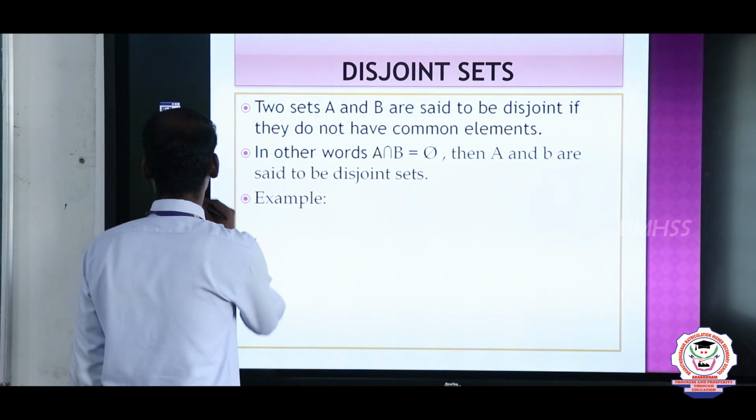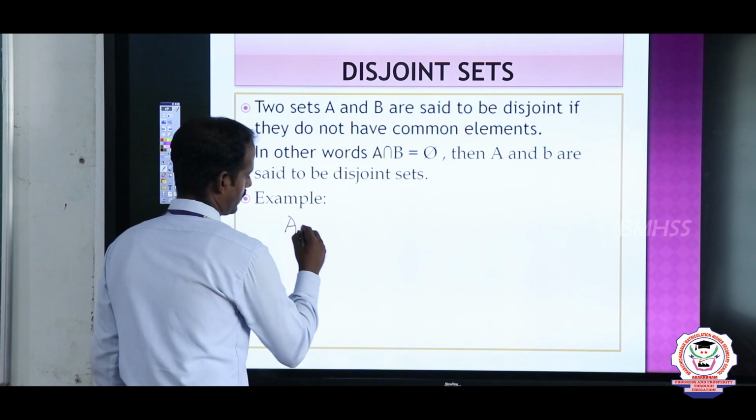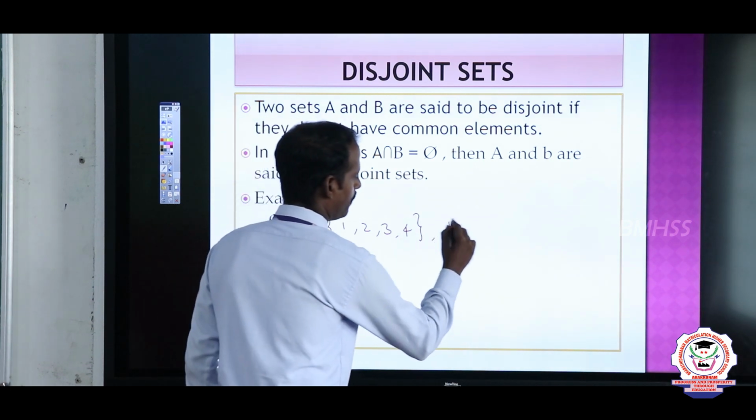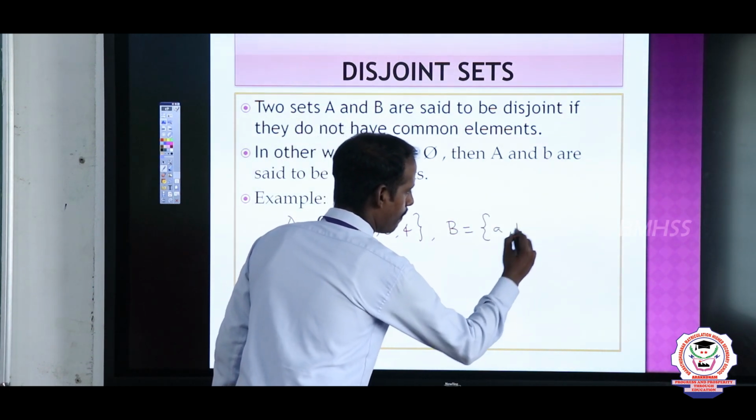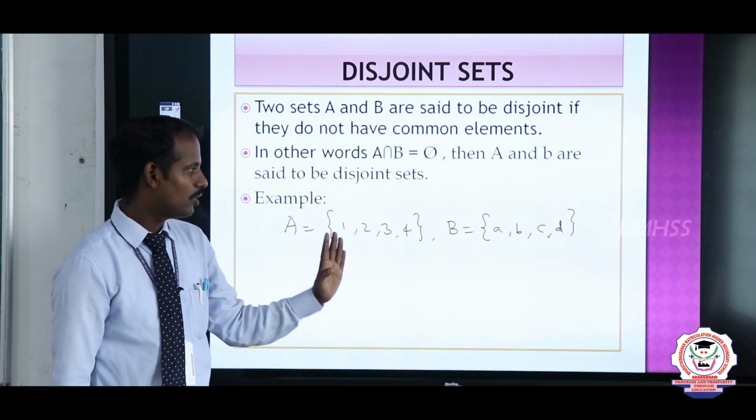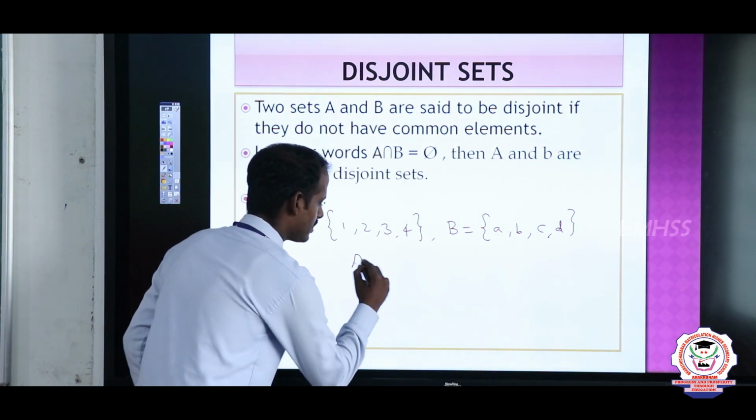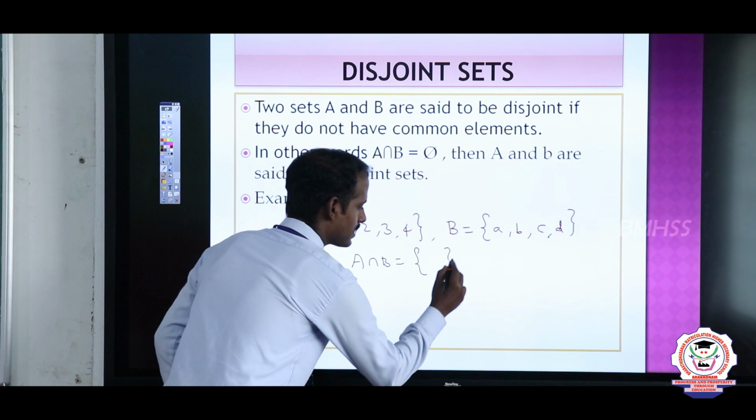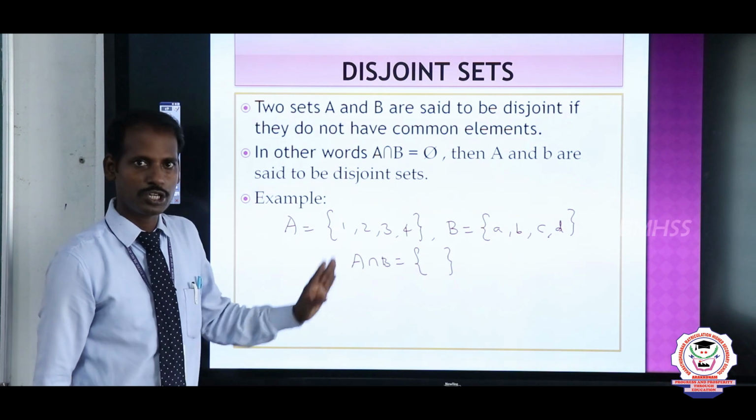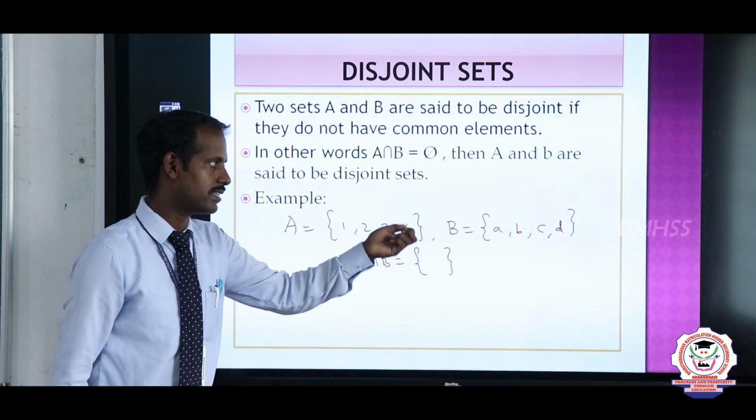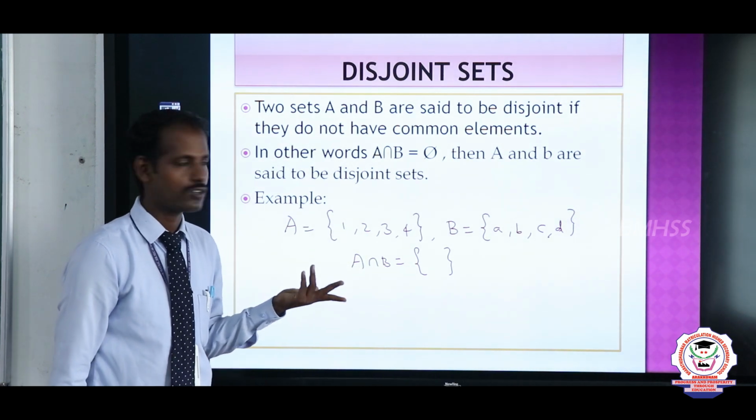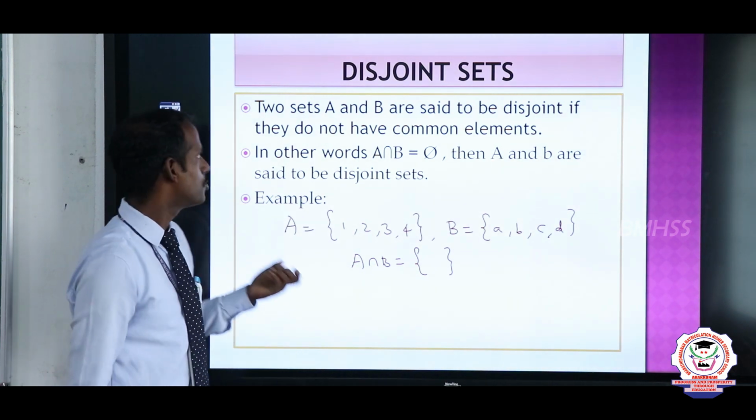For example, A set is 1, 2, 3, 4 and B set is a, b, c, d. Here A set and B set have no elements in common. So A intersection B is the null set, so A and B are disjoint sets. Understood the concept? A set is 1, 2, 3, 4, B set is a, b, c, d. What elements are common? No elements are common. So A intersection B is phi, so it is a disjoint set.